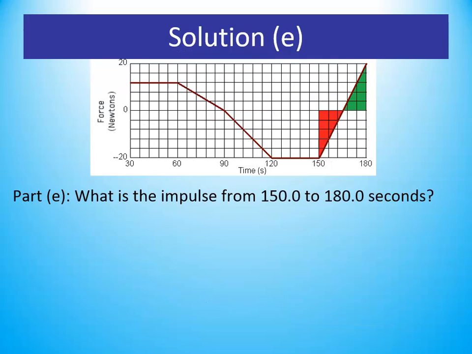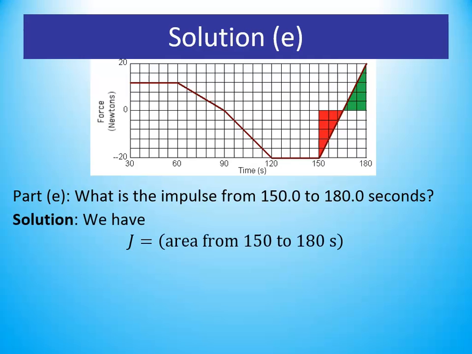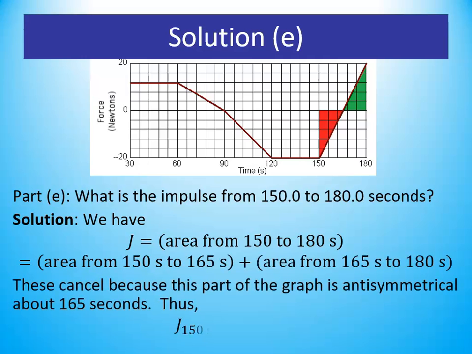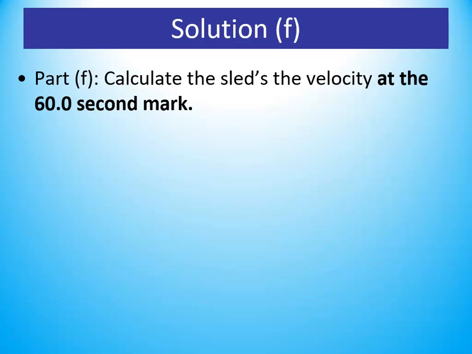How about the impulse from 150 to 180 seconds? Well, again, we mentioned this before, the negative red area is canceled by the positive green area. So the impulse during that time interval is 0. So therefore, the change in momentum from 150 to 180 seconds is 0. It started off negative, and then you had positive. Overall, it cancels out to give 0 impulse, that is 0 change in momentum.